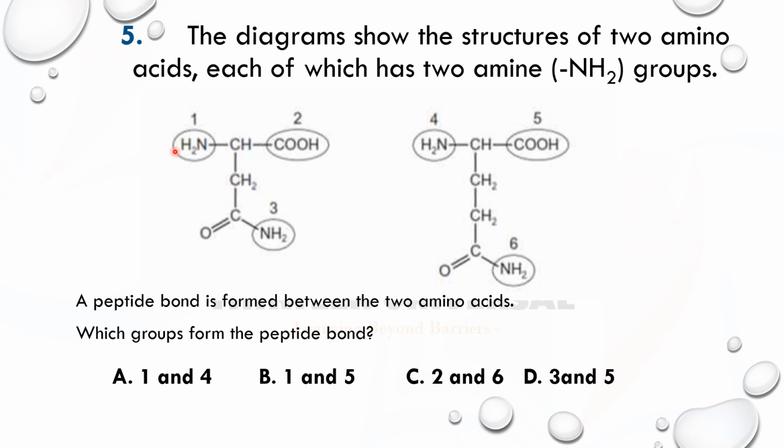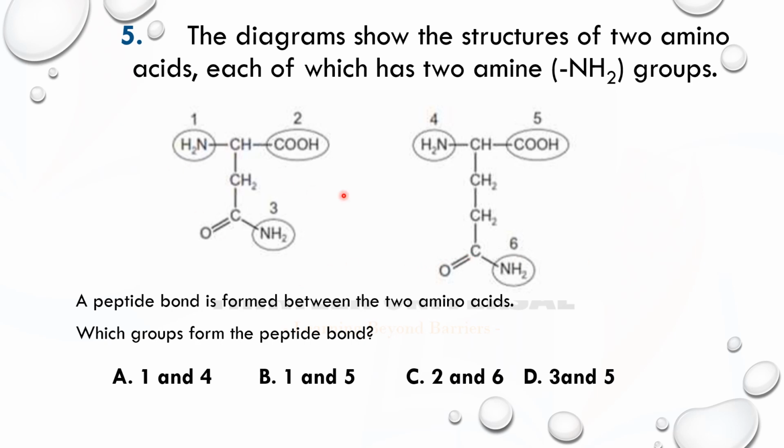So the terminal amine group of an amino acid always reacts with the terminal carboxylic group of another amino acid, or the terminal carboxylic group reacts with a terminal amine group. So the reaction will either be 1 and 5, because this terminal amine reacts with the terminal carboxylic, or 2 and 4. So look at the options. Why would we not choose 3 and 6? Because these amine groups are in the R group. They're not terminal, so we can't choose them.